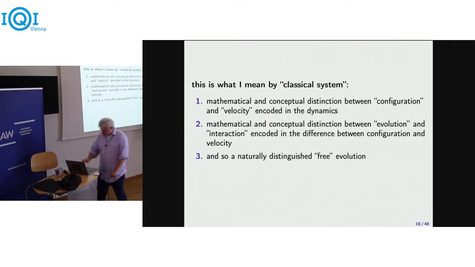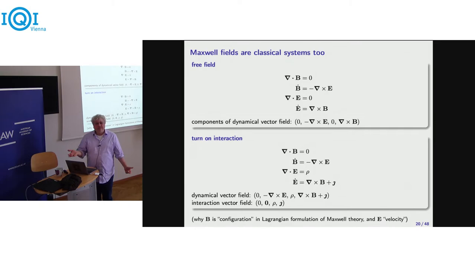It turns out that even though Maxwell fields aren't Newtonian, they actually have the same structure. And this explains why you always treat B as configuration and E as velocity in a Lagrangian formulation.